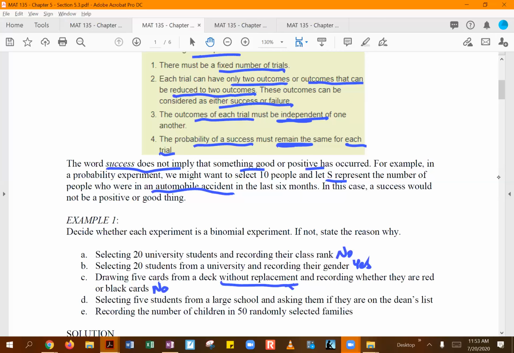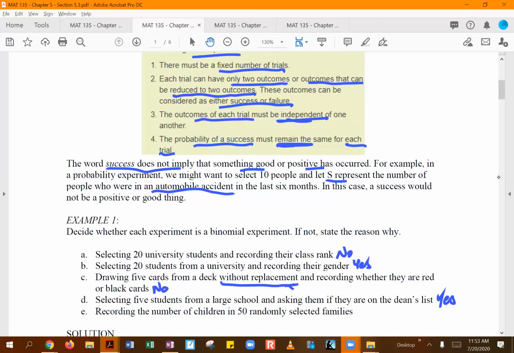So we are able to break this down into 2 outcomes. The outcome of each trial will be independent. Yeah, because selecting the first 5 students, selecting from the other 5 students is not going to make a difference in your outcomes. And then, of course, your probability of success will also remain the same. Okay, very nice. And the last one, part E, recording the number of children in 50 randomly selected families.